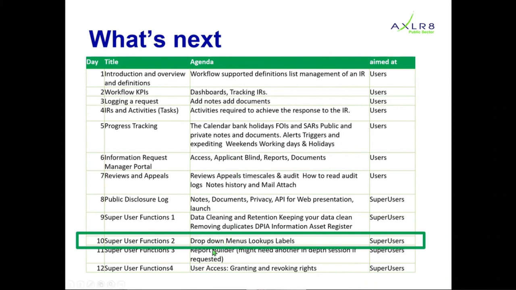So next week, we're going to be looking at drop-down menus, things like different information request statuses, activity types, activity statuses, and so on, and the various powerful ways that you can evolve your system: lookups, labels, vocabulary in the system, and so on. There are thousands of things that you can change to work for your jurisdiction. You'll be familiar, obviously, with bank holiday calendars and things which you can change. And then in the following weeks, we're going to be looking at report builder, so you can build your reports, and then various user access questions which come up a lot.